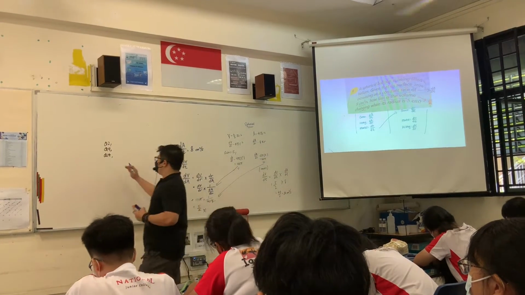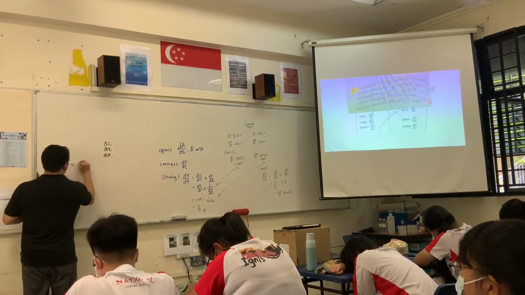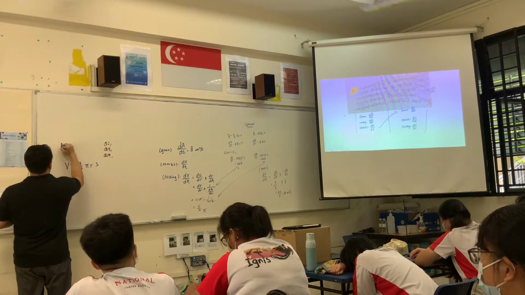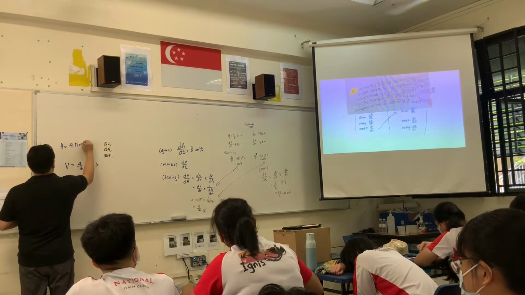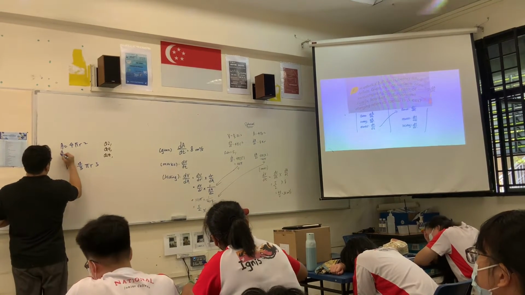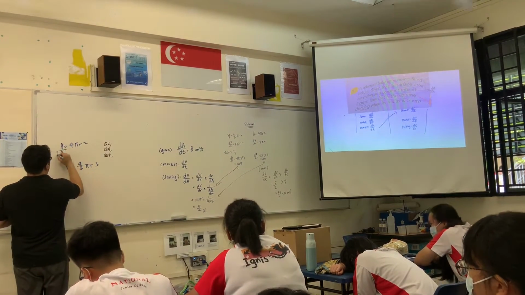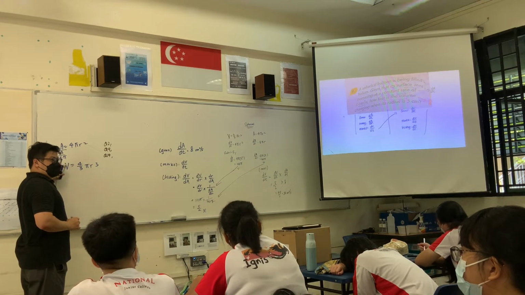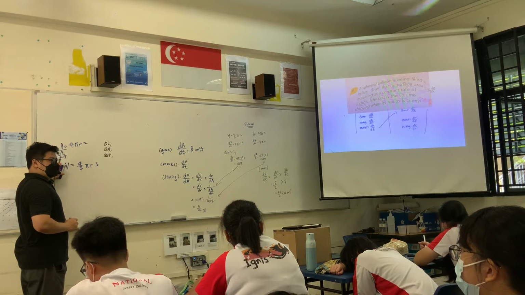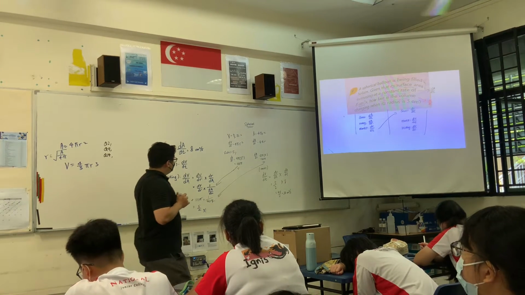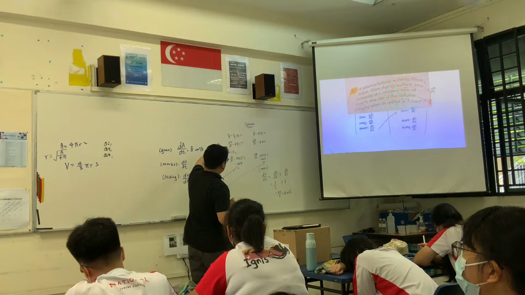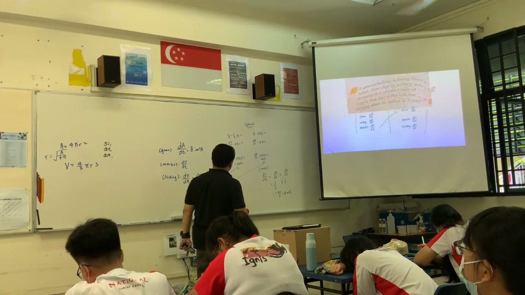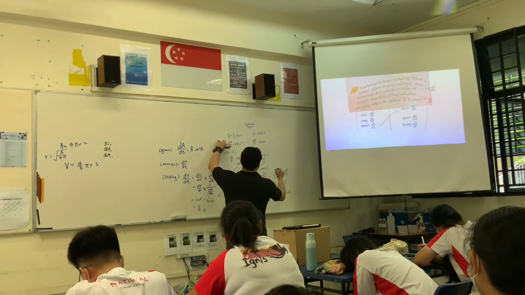So you may have done something like this. Volume is 4 over 3 pi r cube. Area is 4 pi r square. So you can do this: area over 4 pi, square root, that's your r, right? Correct, which is what I'm doing also.